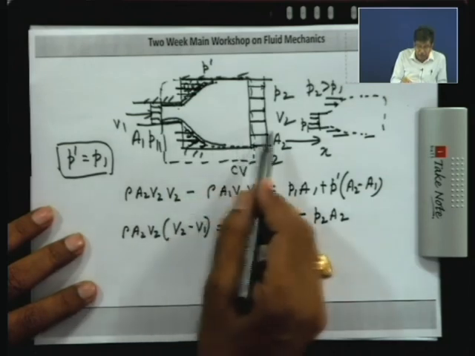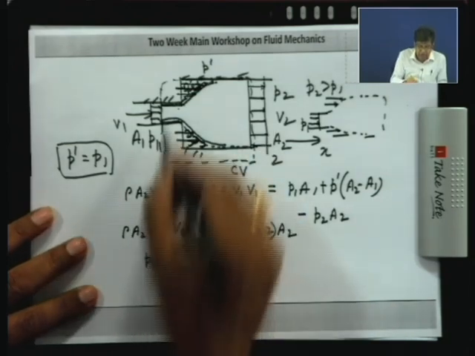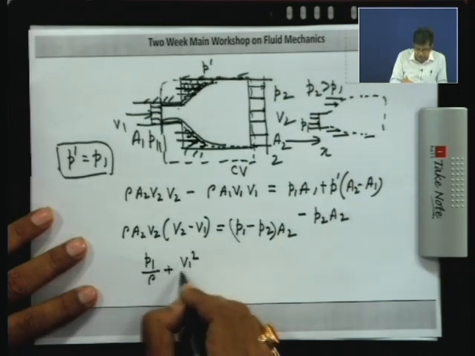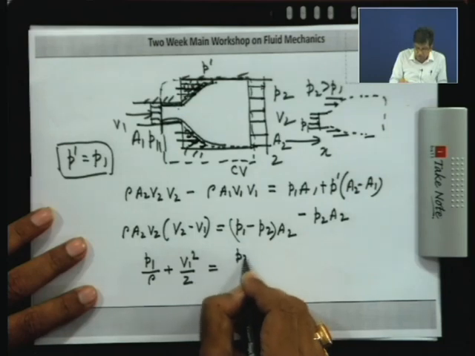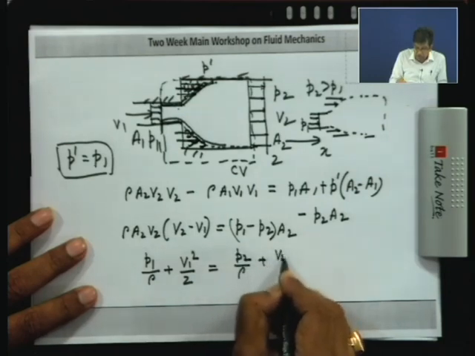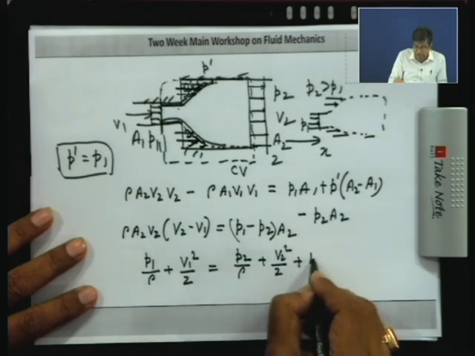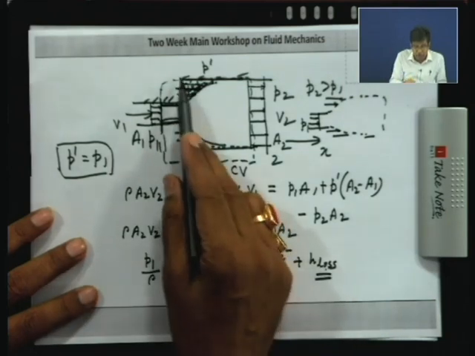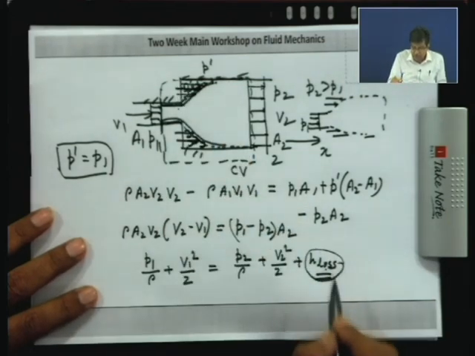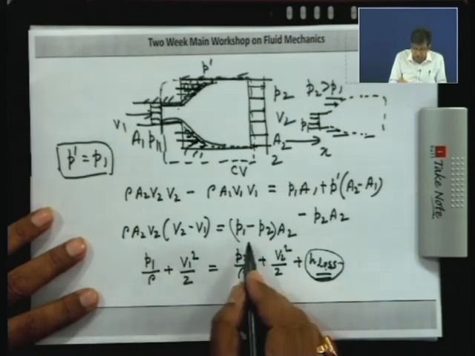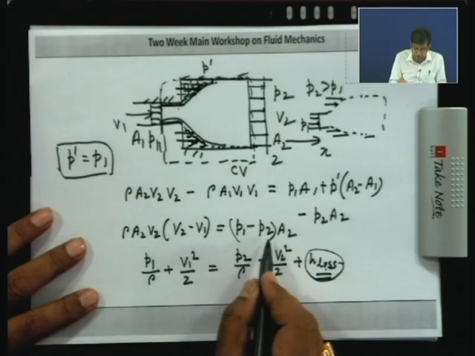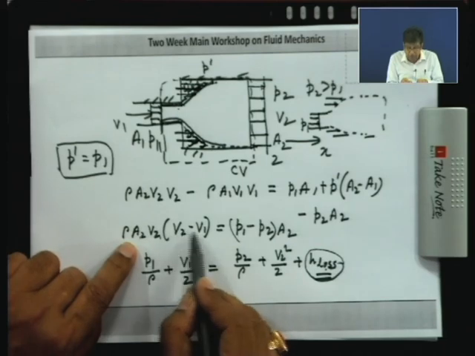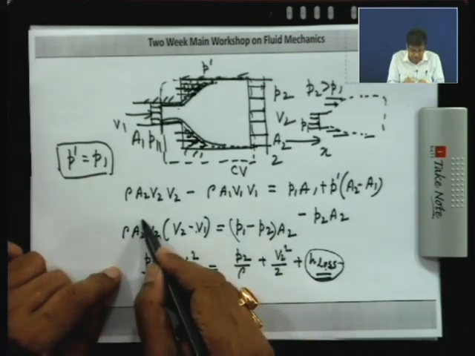Now, if I write Bernoulli's equation between these two sections, P1 by rho plus V1 square by 2 is equal to P2 by rho plus V2 square by 2 plus the loss of energy per unit weight, the loss of head, which we want to find out. We consider as if there is a loss of head. Now, if we substitute P1 minus P2 by rho from the momentum expression, P1 minus P2 by rho is rho A2 V2 into V2 minus V1, and this A2 you can cancel.